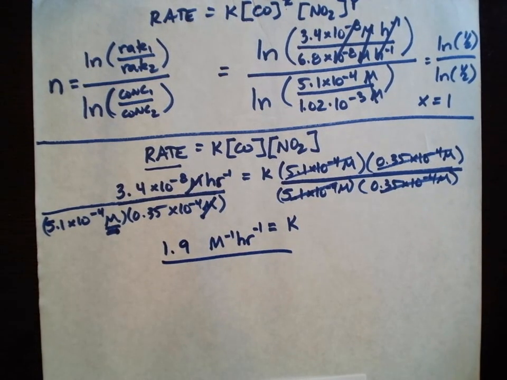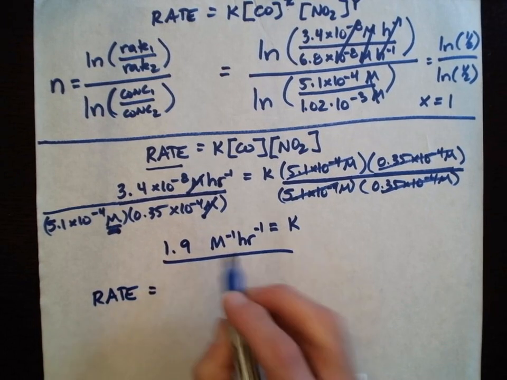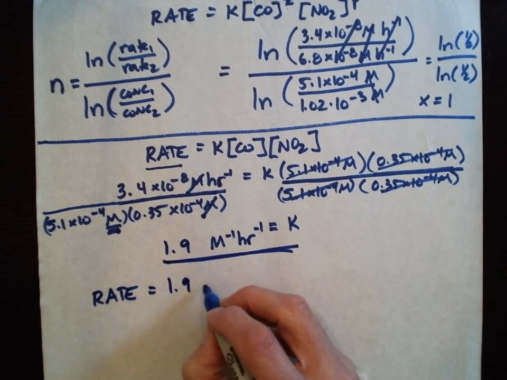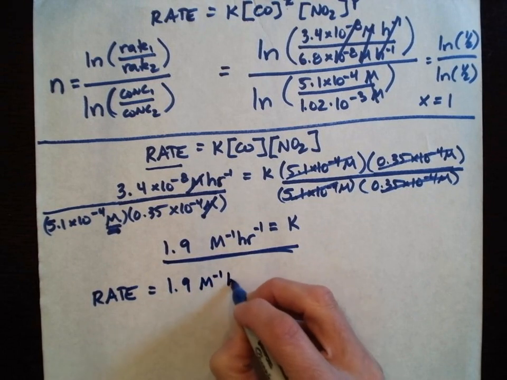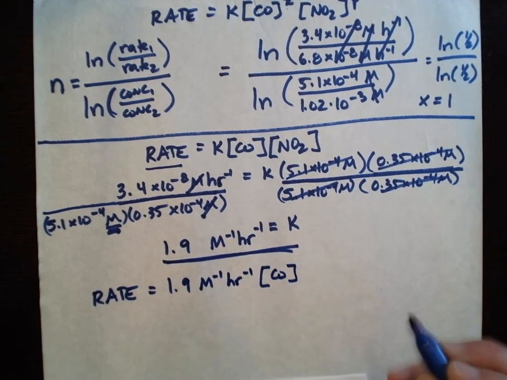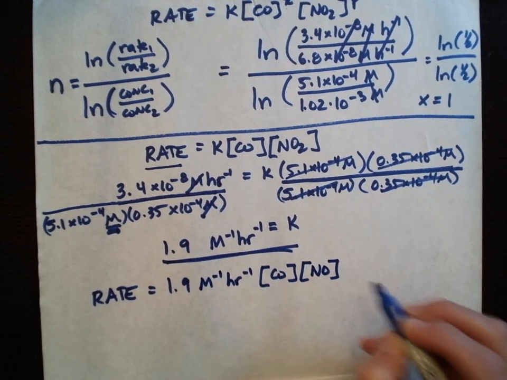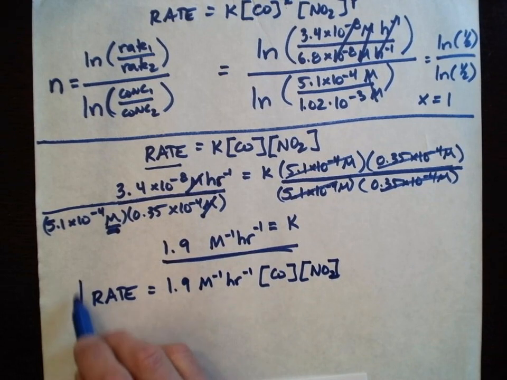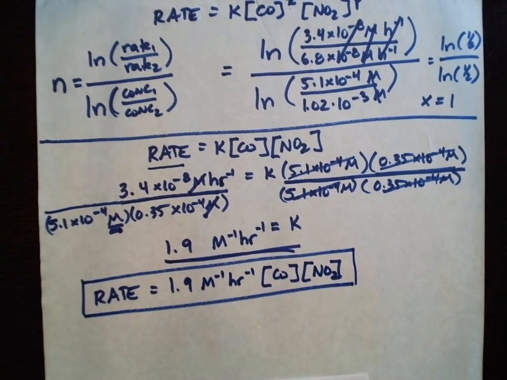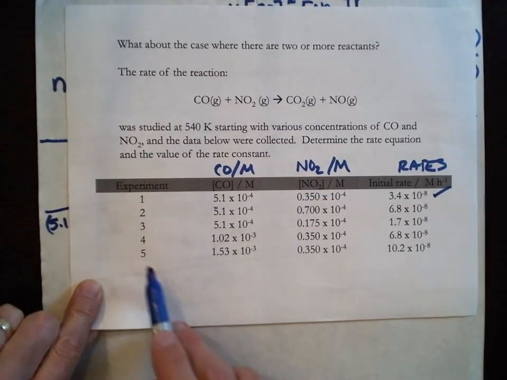And so overall, I can write my rate law: this value for k, 1.9 per molar per hour, times the concentration of carbon monoxide to the first power times the concentration of nitrogen dioxide to the first power. That's my rate law for our chemical reaction here based on these data.